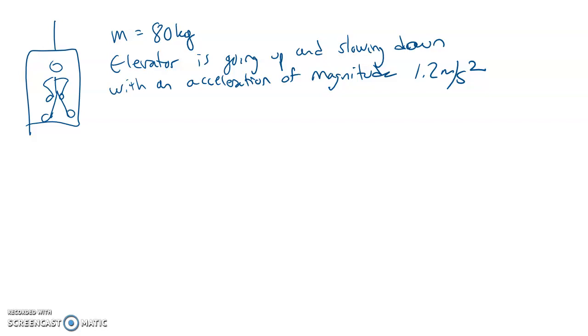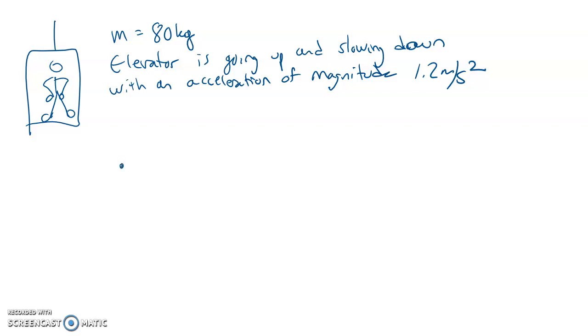We have somebody who has a mass of 80 kilograms. They're in an elevator that is going up, and it happens to be slowing down with an acceleration of magnitude 1.2 meters per second squared. And I want to figure out what their apparent weight is. In other words, if they were standing on a scale, what would the scale read?